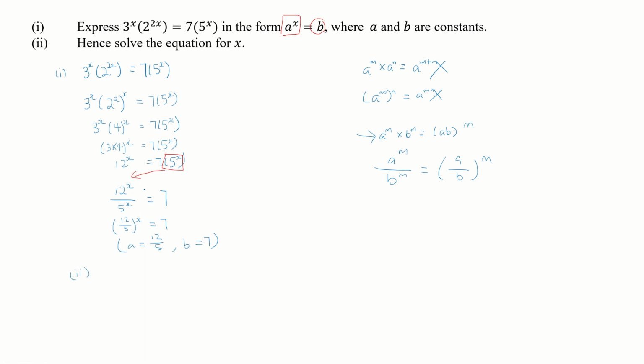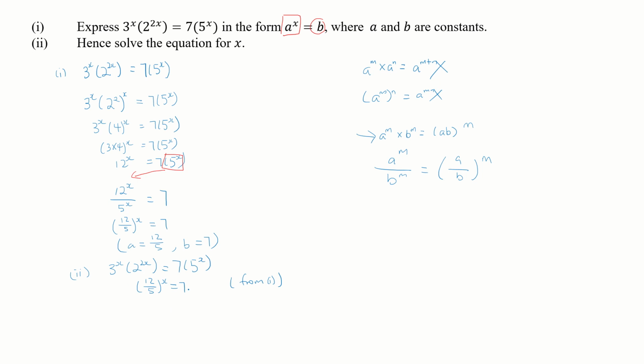Okay, we have to solve the equation for x. So we have to solve the equation. The equation they are referring to is this, the original equation. But because of our good work in part 1, we can actually express this equation in its equivalent form, which is 12 over 5 to the power of x is equal to 7. This is from part 1.